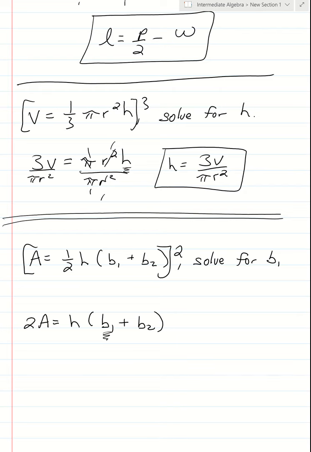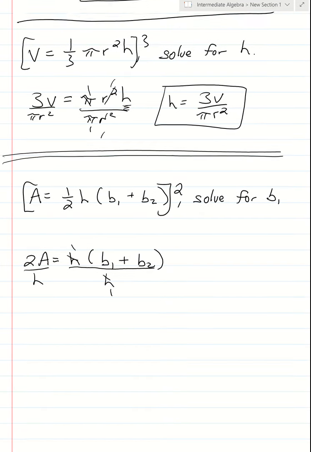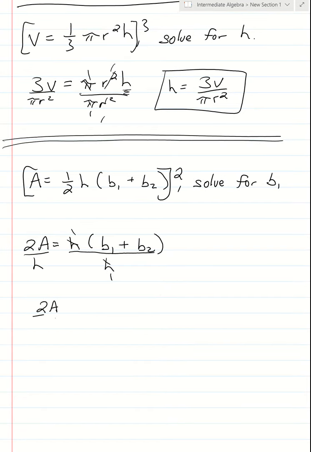Let's get rid of that h on the right side. How can we do that? Well, since h is being multiplied with the parentheses, remember, to get rid of multiplication, what you always have to do is the opposite, division. So we would divide both sides of the equation by h. On the right side, the h's would simplify. So the left side would now read 2A divided by h equals b sub 1 plus b sub 2.